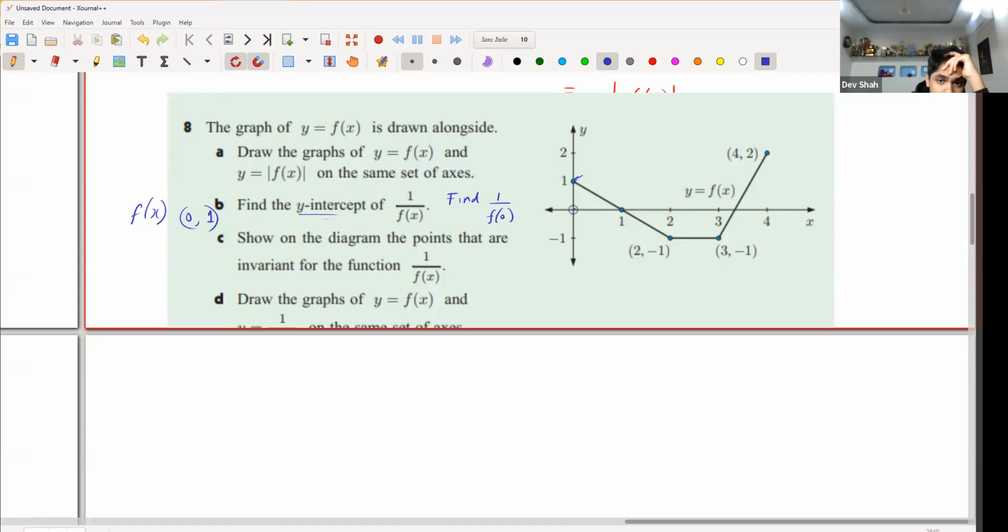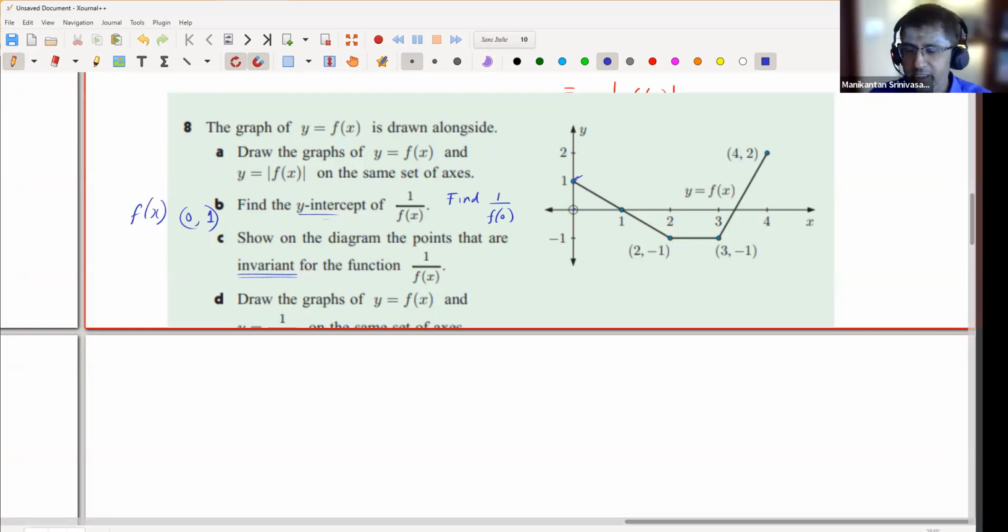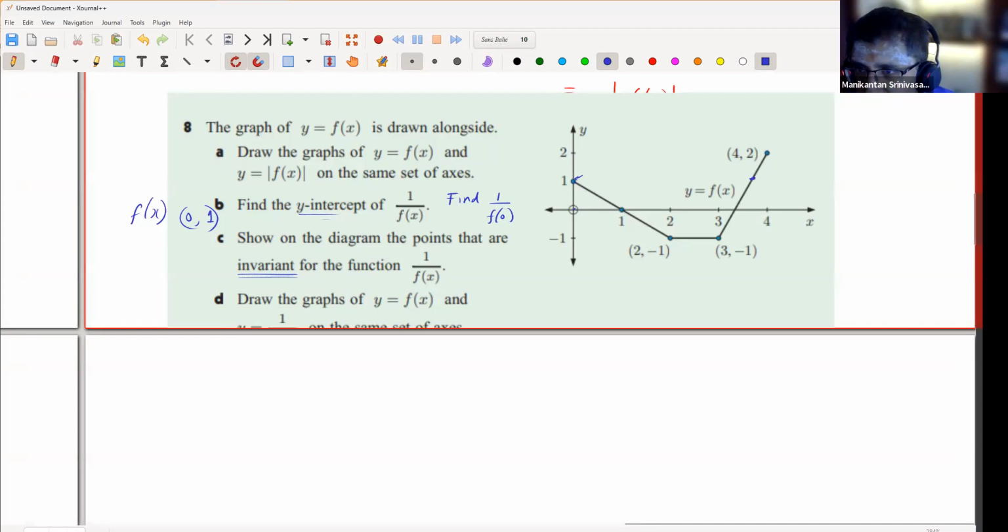Now, show on the diagram the points that are invariant for the function. So invariant means, again, you could have inferred, does not change. For example, this is a good point. At 1, f of 0 was 1. 1 over f of 0 was also 1, because the reciprocal of 1 is 1. So the other invariant point will be somewhere here.